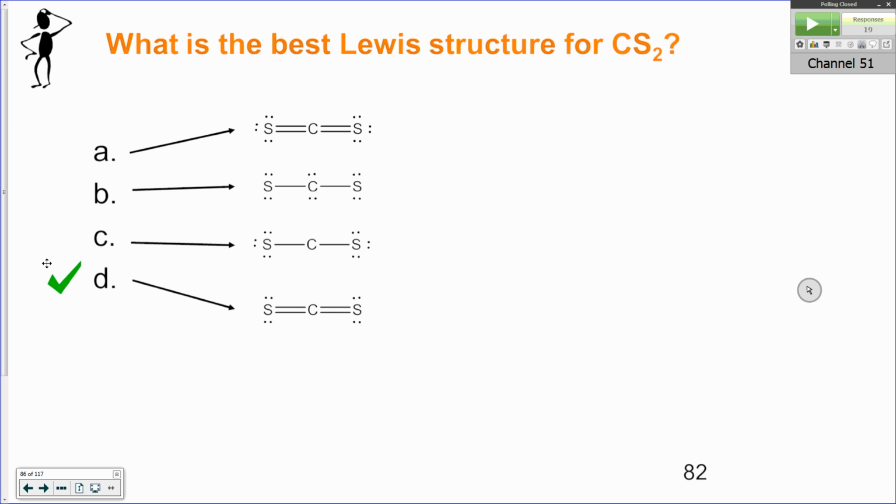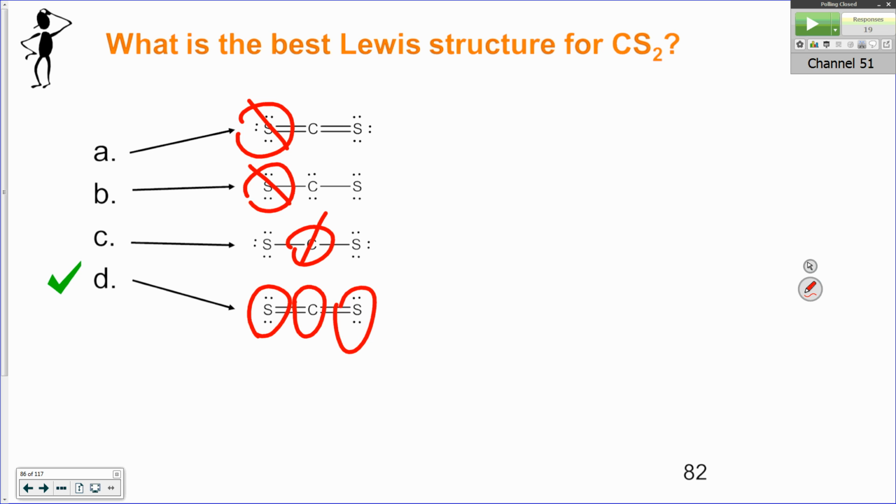Another way that I could look at answering this one, if I couldn't do the Lewis structures, is look at who has an octet and who doesn't. So if I look at the first structure, this one has 10 electrons around it. That's not an octet. This one only has 6 electrons around it. That's not an octet. This one only has 4 electrons around it. That's not an octet. This one has 8. This one has 8. This one has 8. So I choose the one that's correct. It's the best Lewis structure. Everything's trying to get an octet.